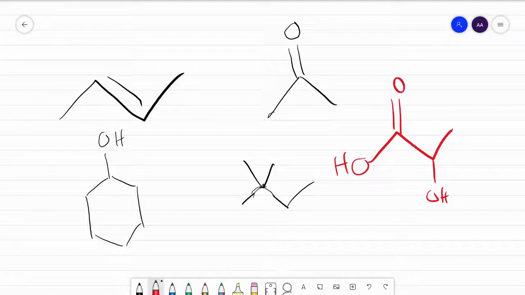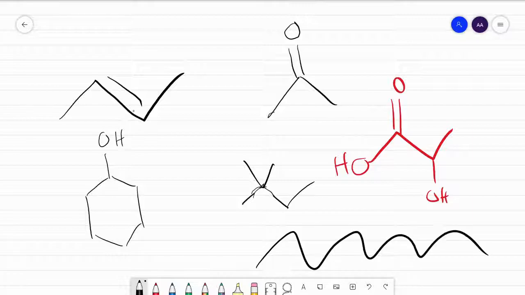I know it sounds like it's a pain, but honestly it gets easier and it saves you a lot of time in the exam. Like I said, if I'm going to draw something like nonane, it's just 1, 2, 3, 4, 5, 6, 7, 8, 9, nonane.